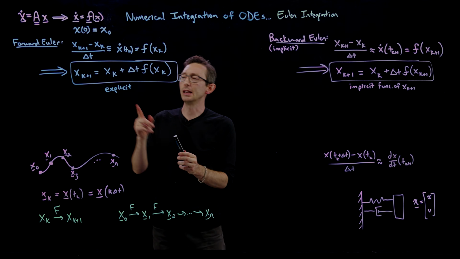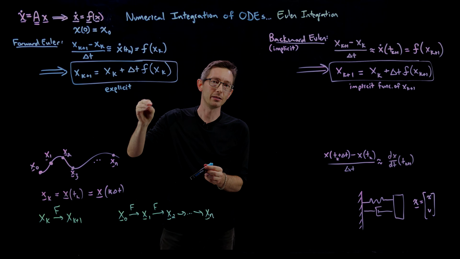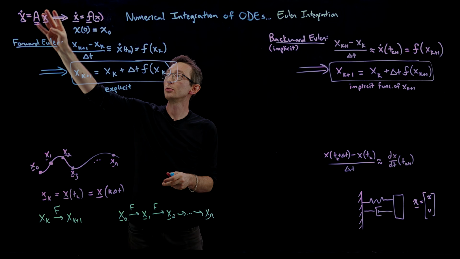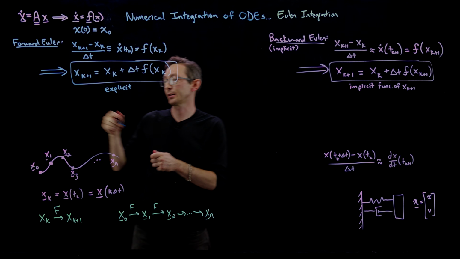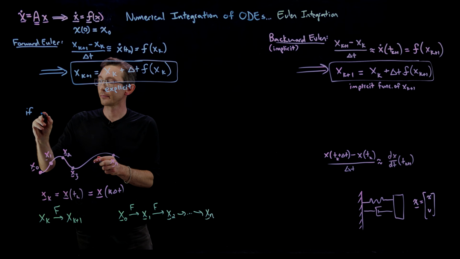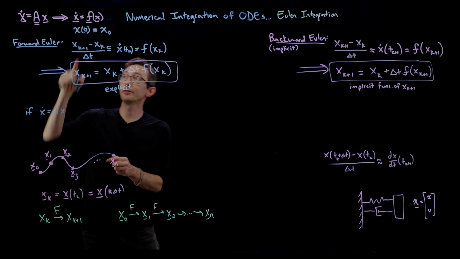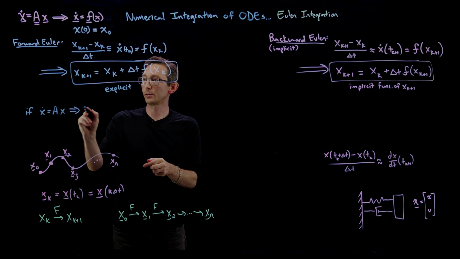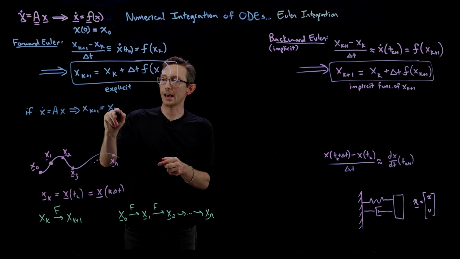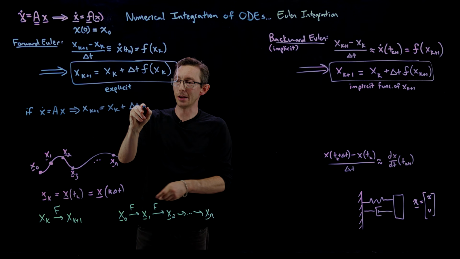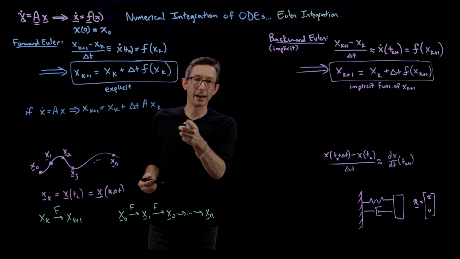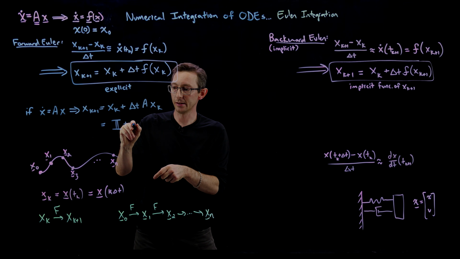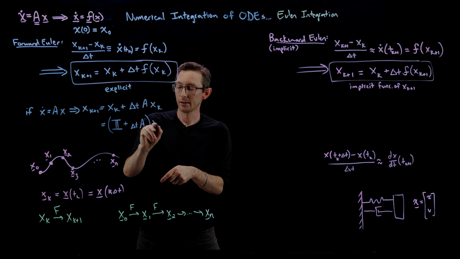What I do want to point out is the way that we're going to analyze stability and error for these two integrators is we're going to look at the idealized case that we had linear dynamics. So if x dot equals ax, if my dynamics f of x were just linear, equals ax, then this would become xk plus 1 equals xk plus delta t times an A matrix times xk. And I could write this as the identity matrix plus delta t times my A matrix, times xk.